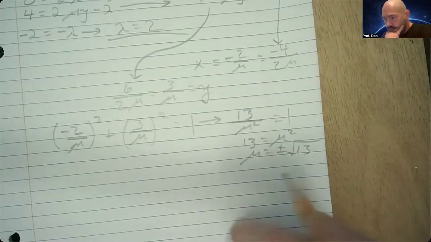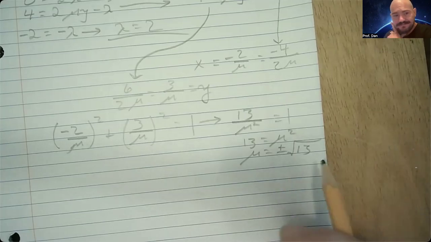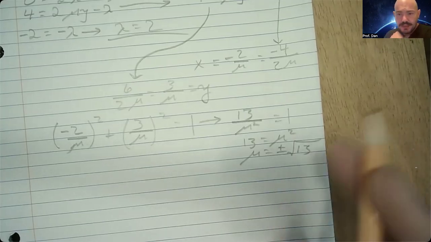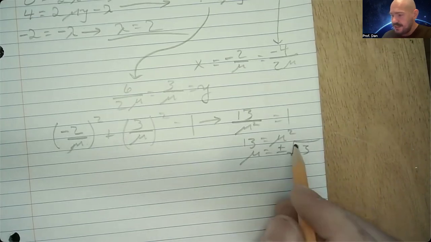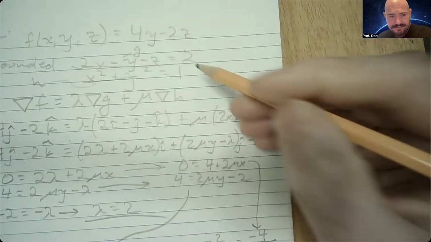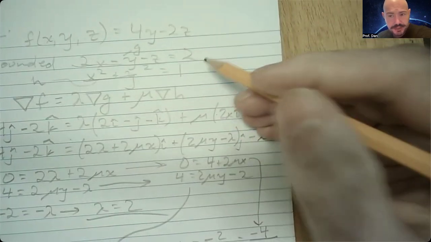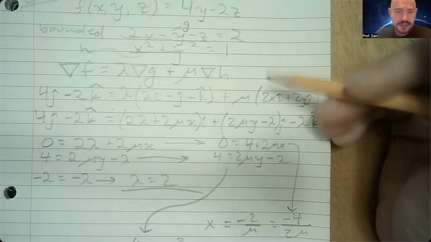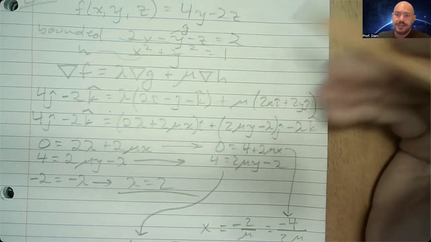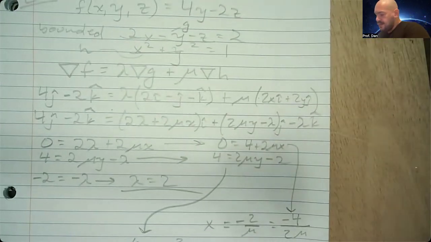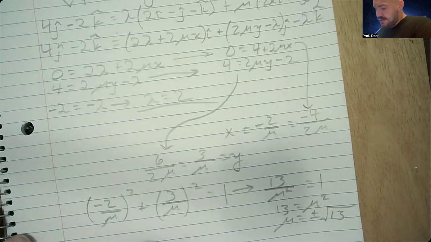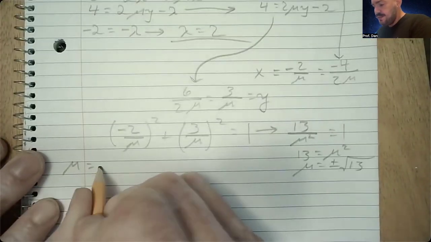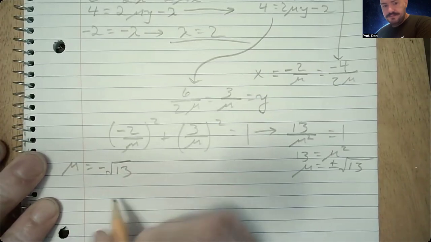So with that in mind, I can look at these two possibilities and go back to my other boundary equation, which I can then use to figure out what z would have to equal. So start off with the case where mu is equal to negative square root of 13.